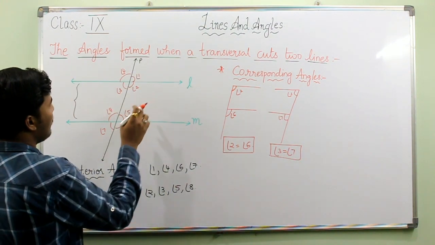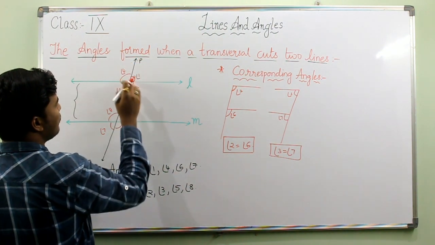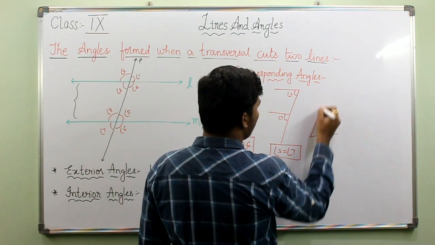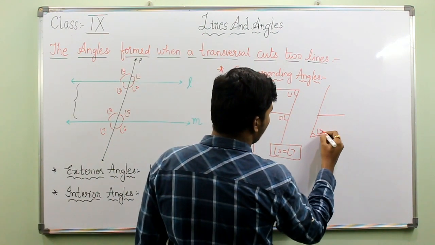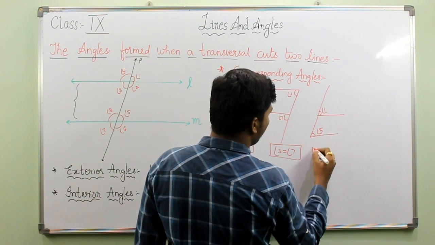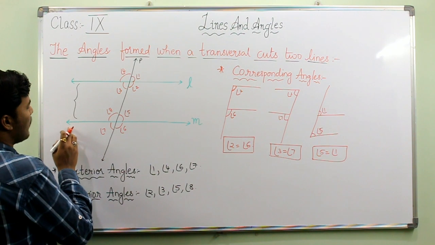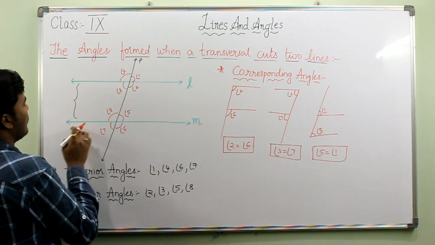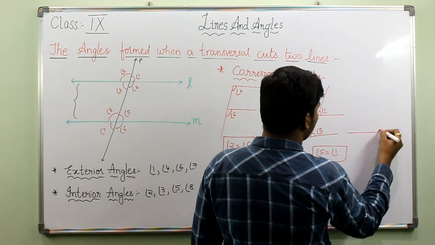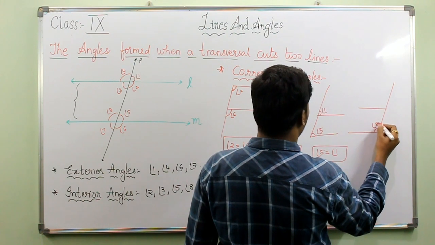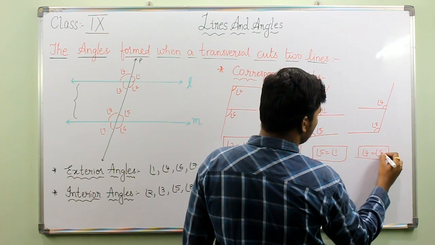Next, if you see here, from this M to this point P, that is also one F, right? It is forming an F like this and the angles we have here are angle 5 and angle 1. So angle 5 and angle 1 are also called corresponding angles. Similarly, we have one more, from this point M to P, angle 8 and angle 4. These two are also called corresponding angles.